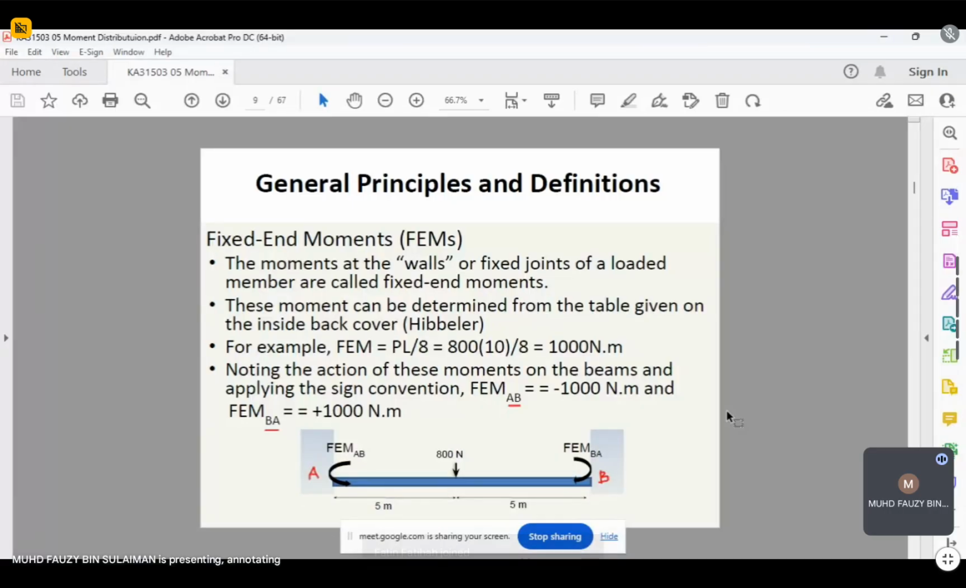The very first thing is you have to analyze the fixed end moment. The fixed end moment for the point load is FEM equals PL over 8. P is the point load, L is the span length, and you divide it by 8. So 800 times 10 over 8, you obtain 1000 Newton meter. Refer to your assumption, either anti-clockwise or clockwise, and then assign the sign for the FEM B to A and FEM A to B.